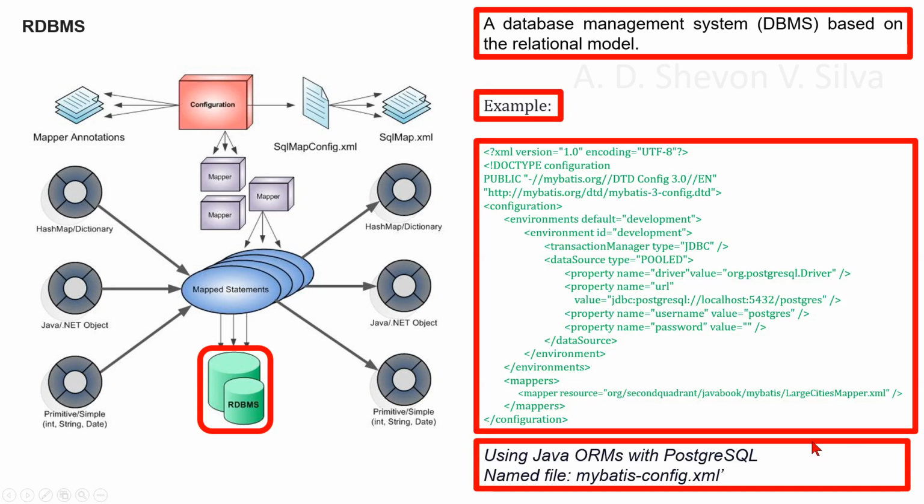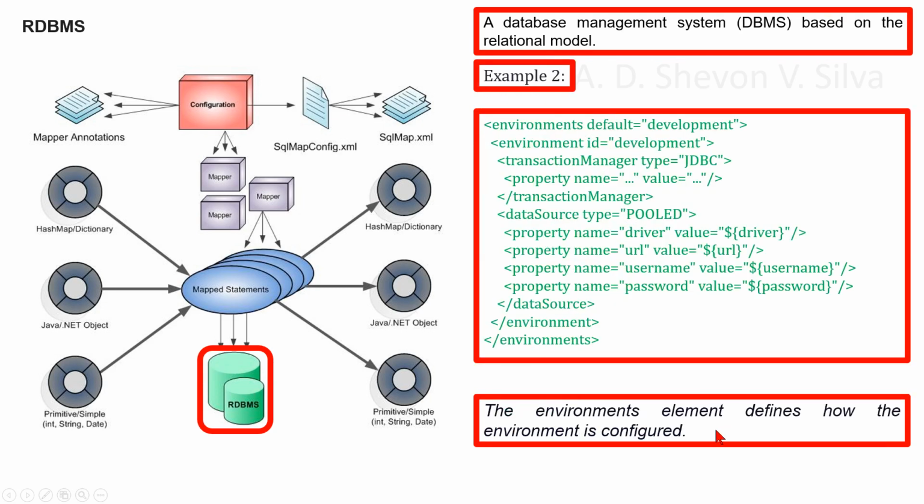Here you can see an example code using Java ORM with PostgreSQL. The file is named mybatis-config.xml. Here you can see the driver value org.postgresql.Driver, and the URL is here.